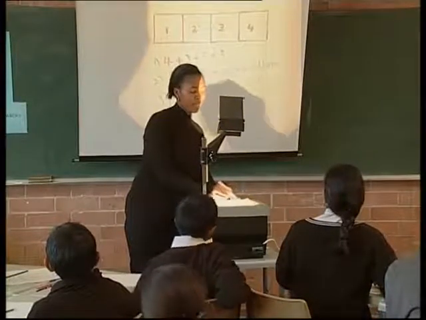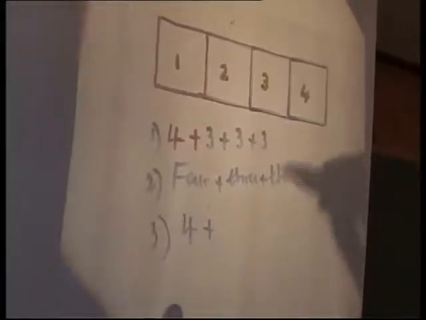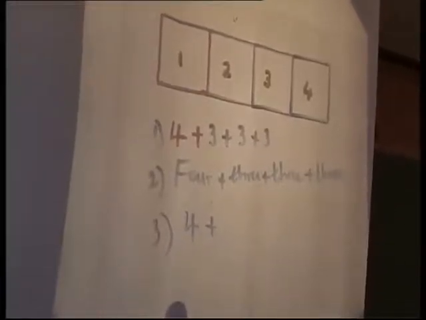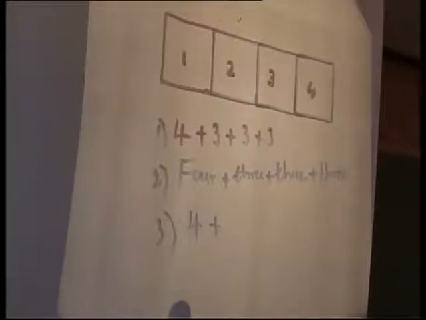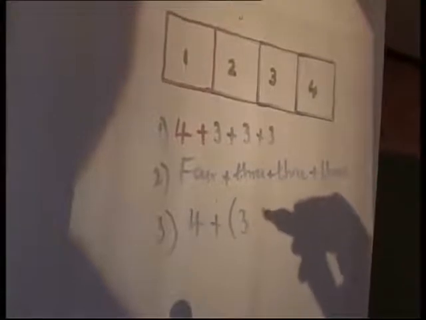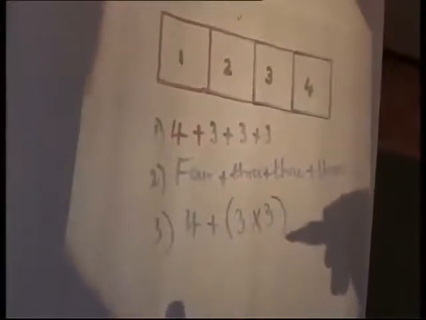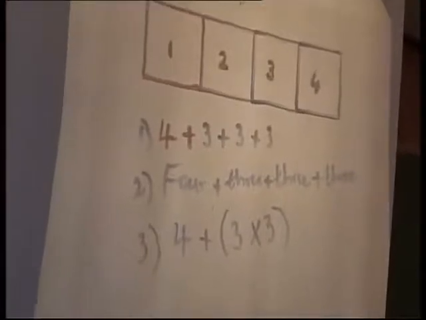We will say 4 plus. How many 3s did we add? Libby? 3. So we can say 3 times 3. So we have written the rule out in short.